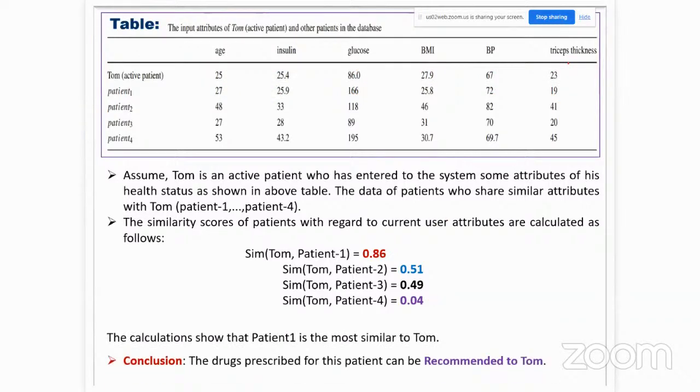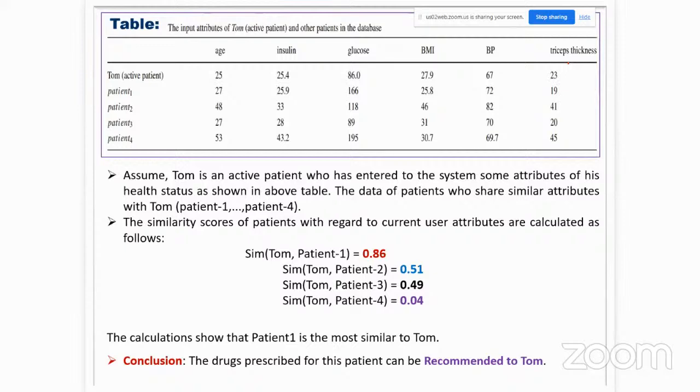You can see here the drugs prescribed for patient one. Drugs means tablets prescribed for patient one, and the same will be recommended to Tom. Now we can save time and the consultation fees, and there is no need to book an appointment with the doctor. Directly in the data product, we can enter these symptoms, immediately get a prescription, and buy these products, drugs or tablets, in the pharmacy.